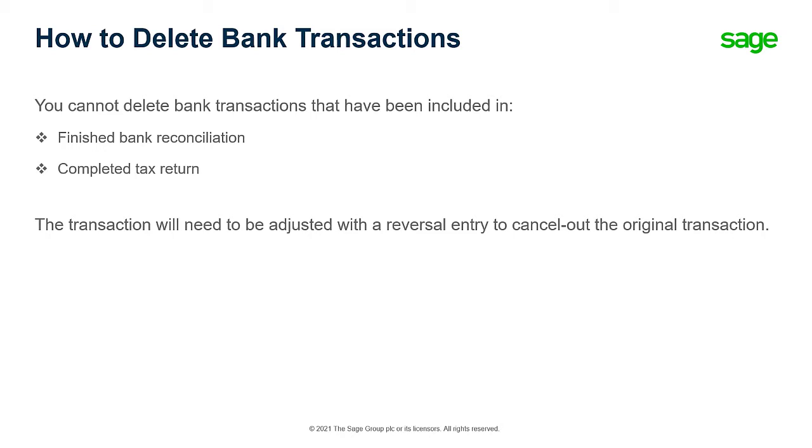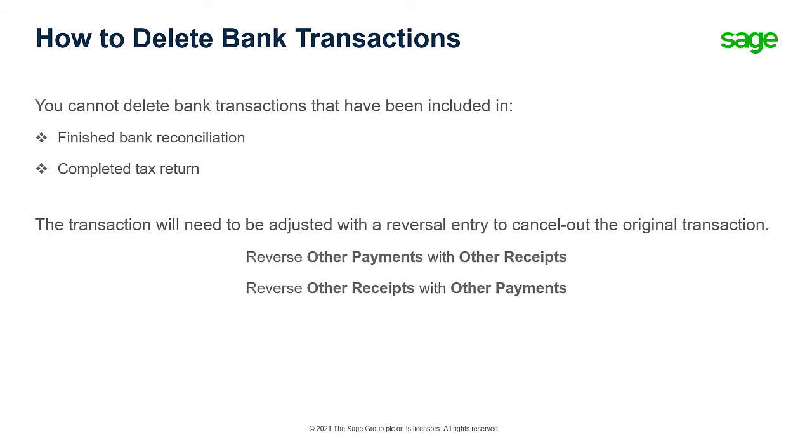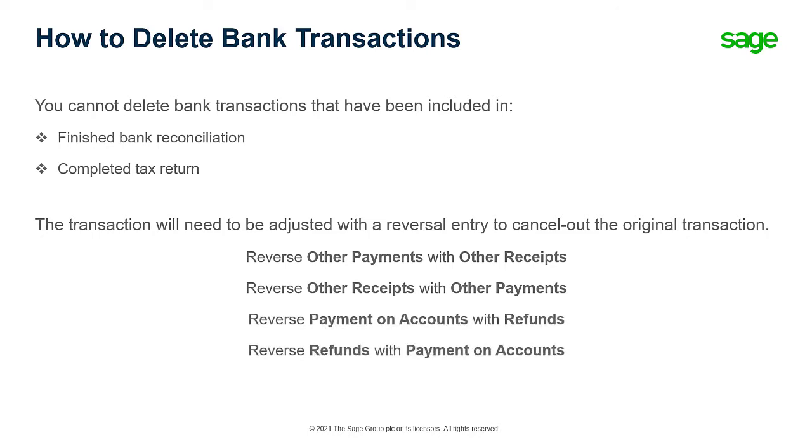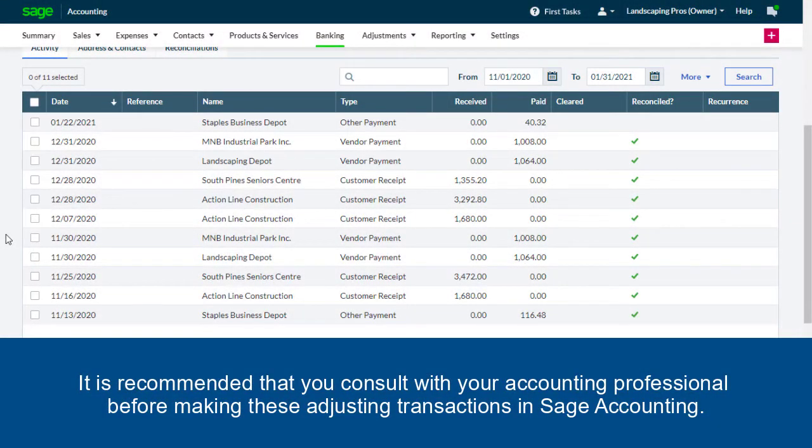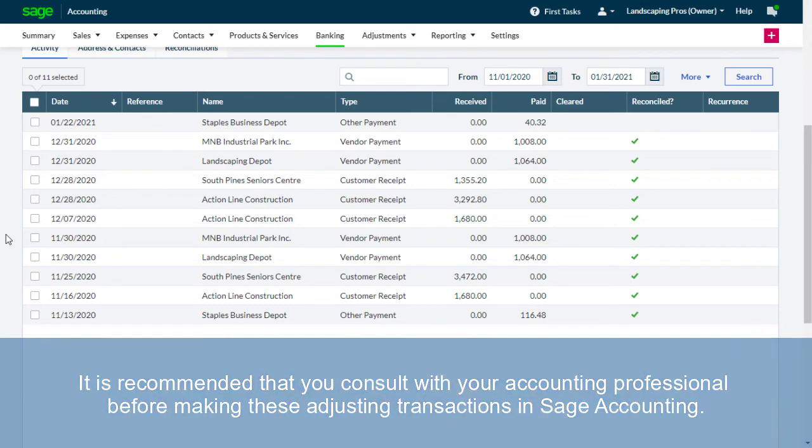Some examples for adjusting transactions that can be made for bank transactions that cannot be deleted are reverse other payments with other receipts, reverse receipts with other payments, reverse payments on account with refunds, reverse refunds with payments on account, and reverse bank transfers with opposite bank transfers. It's recommended that you consult with an accounting professional before you make these adjusting transactions in Sage Accounting.